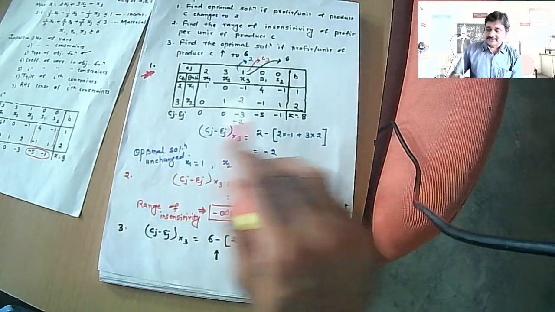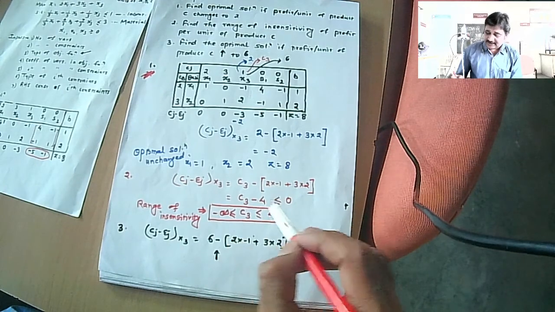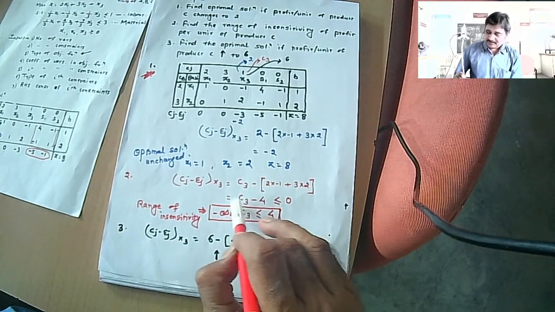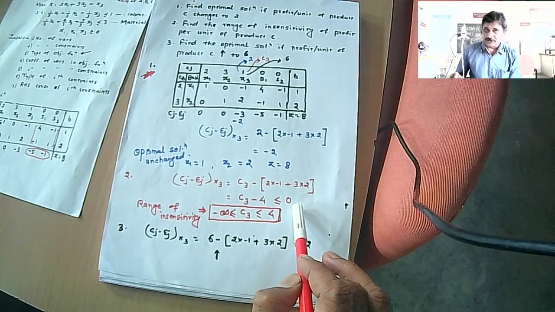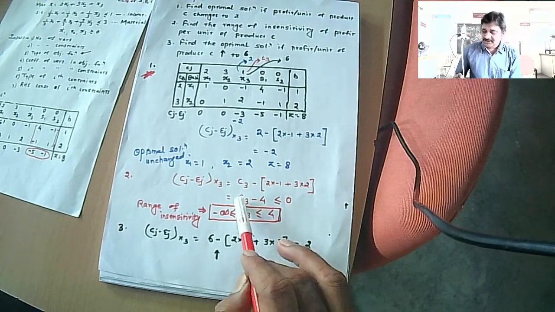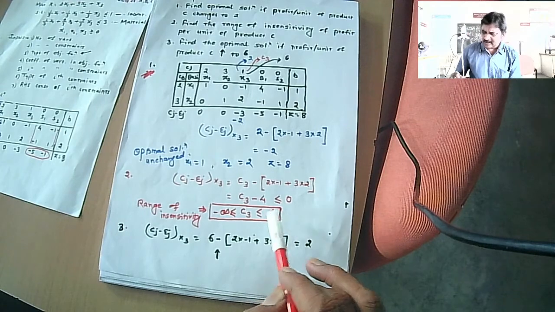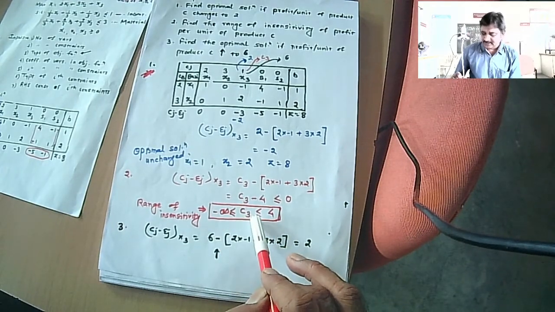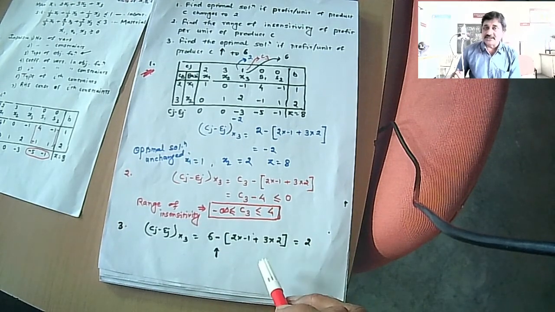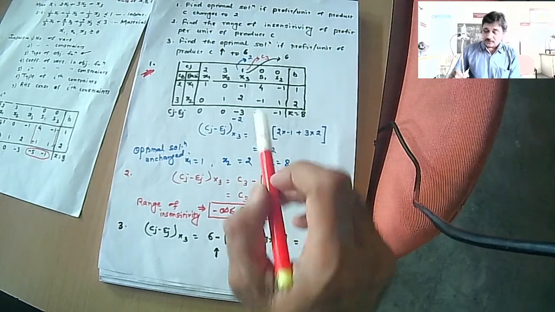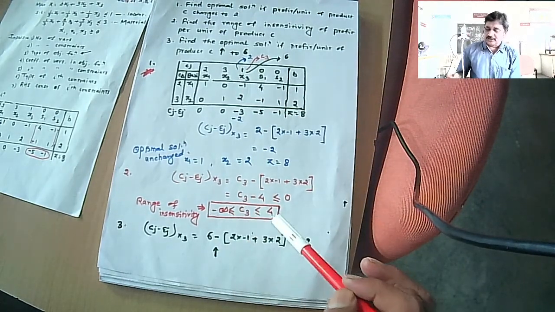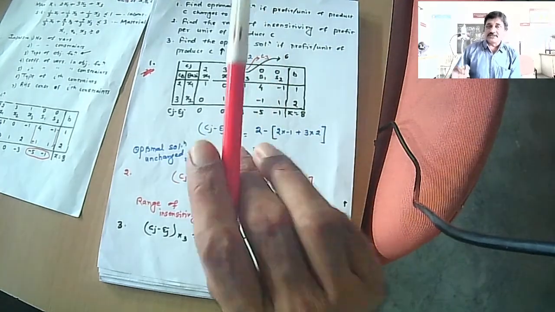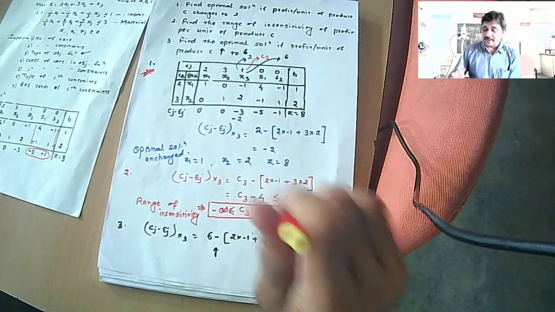Okay, C3 minus 4, and for this solution to be optimal, all Cj minus Zj has to be less than or equal to 0. So you simply have to write the condition: C3 minus 4 has to be less than or equal to 0. What does that mean? C3 should be less than or equal to 4, and obviously it has to be greater than minus infinity. This is the range of insensitivity. If the coefficient of x3 lies between minus infinity and 4, your solution is optimal. What solution you have is optimal.